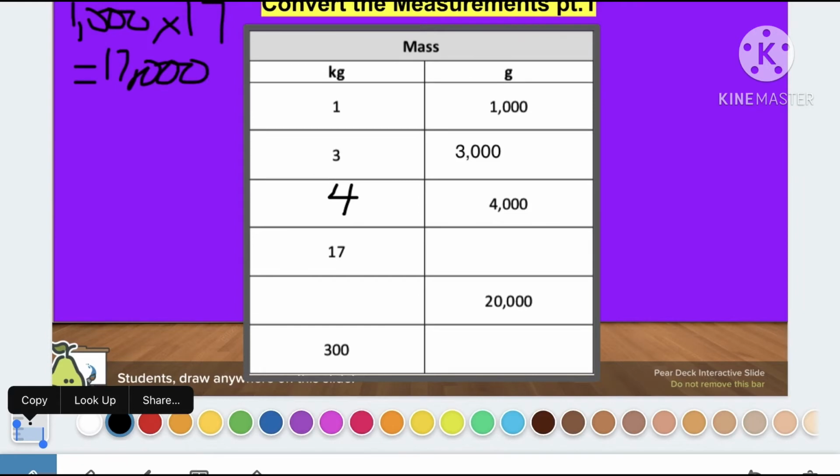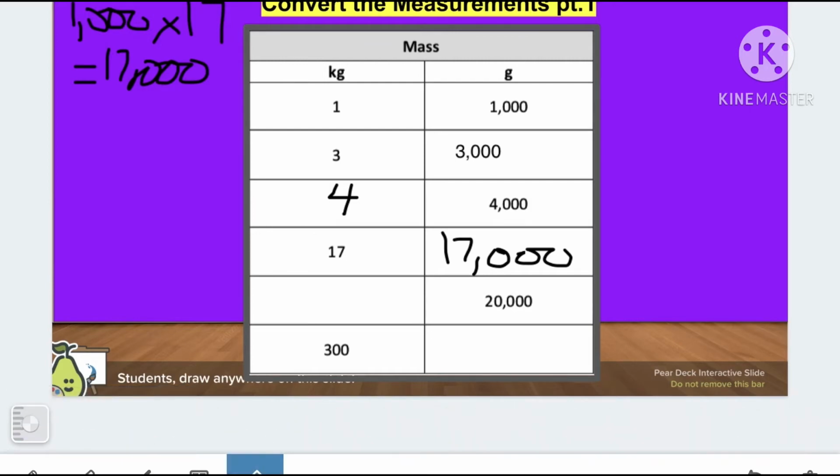Good job, 17,000. Next one, I have 20,000 grams and I want to convert grams to kilograms.